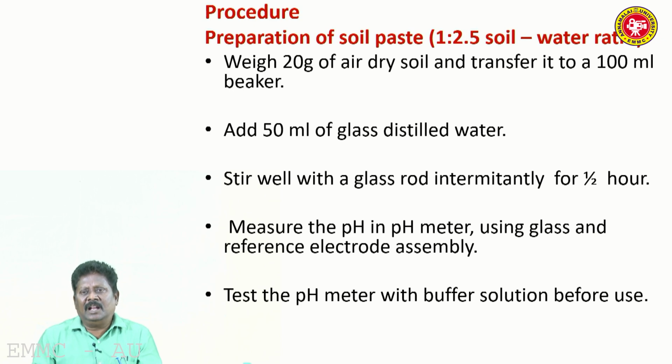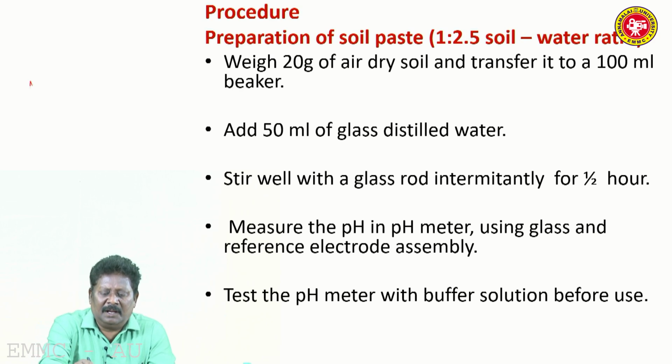Weigh 20 gram of air dry soil and transfer to a 100 ml beaker. Add 50 ml of distilled water. Stir well with a glass rod intermittently for half an hour. Measure the pH in the pH meter using glass and reference electrode. Test the pH meter with the buffer solution before use, that is, standardize the pH meter, then take up the reading. Very simple procedure.